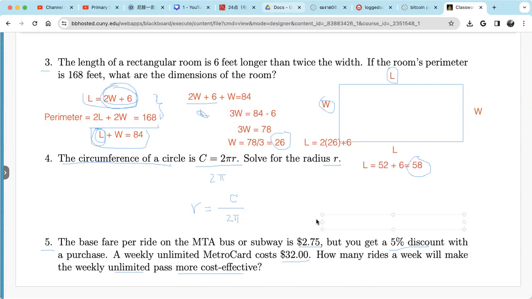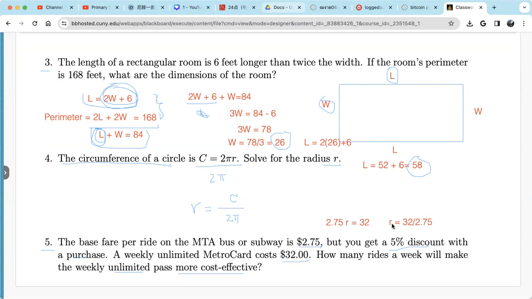So each ride is $2.75. Let's see R rides, right? R rides. And that equals $32. We want to find out how many rides $32 can cover at $2.75 each. And we divide, so R equals 32 divided by 2.75.